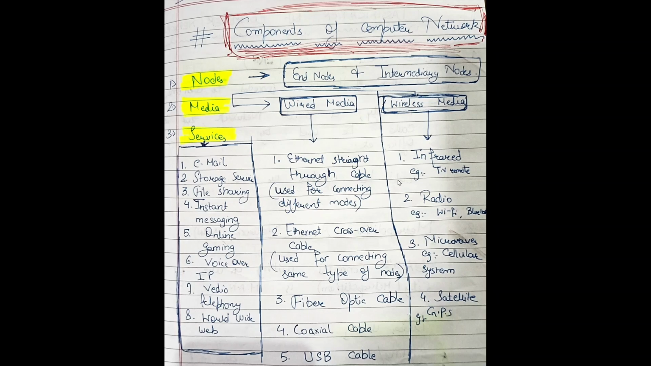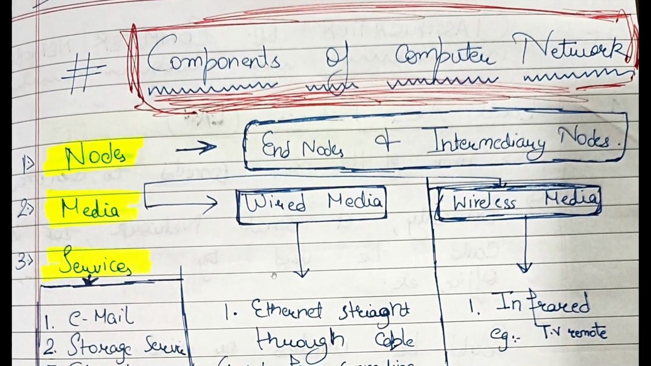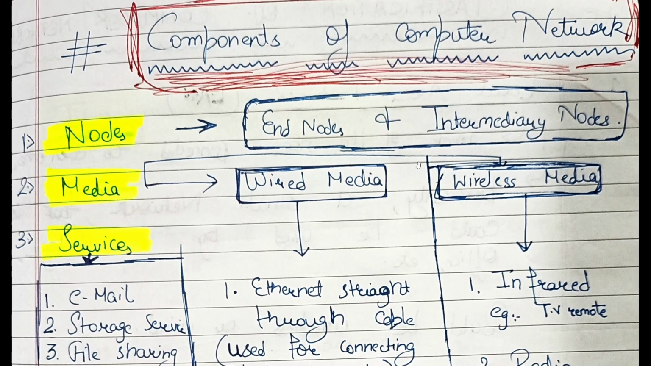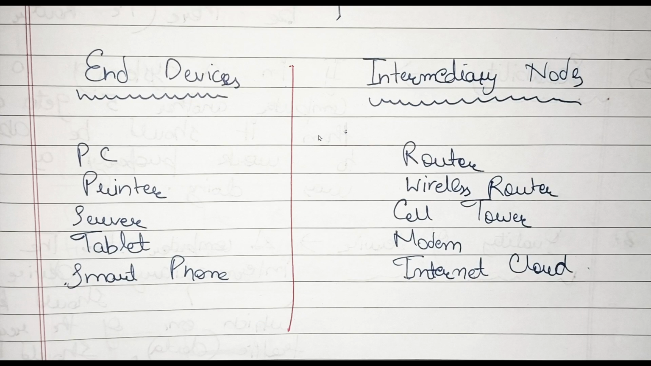What are the components of computer networking? Basically there are three components: nodes, media and services. First, let's talk about nodes. Of course we have read earlier what a node is and how nodes are categorized. Basically there are two types of nodes: end nodes and intermediary nodes. What basically are end nodes and intermediary nodes?